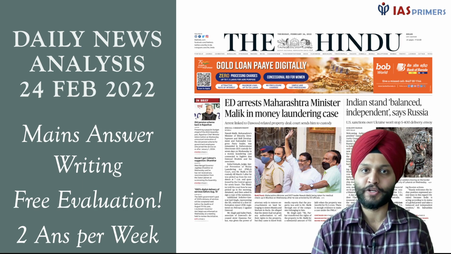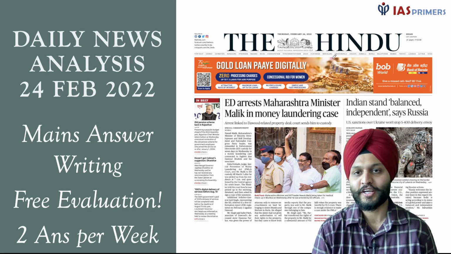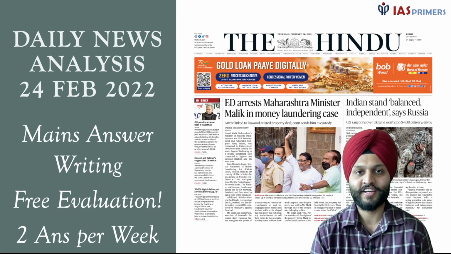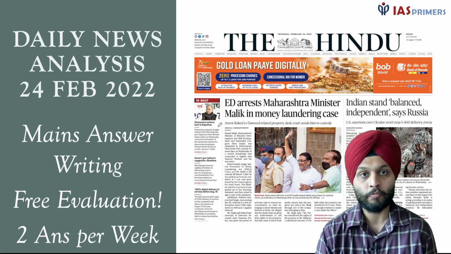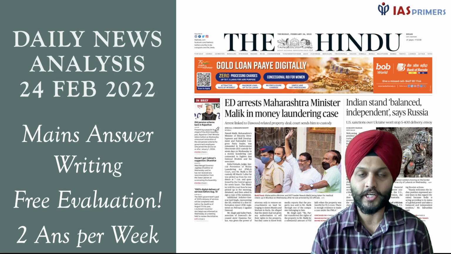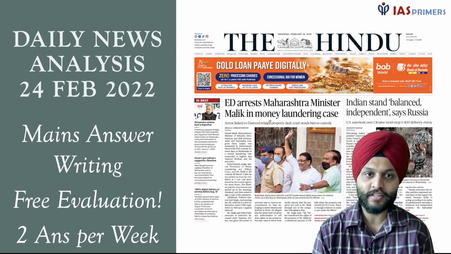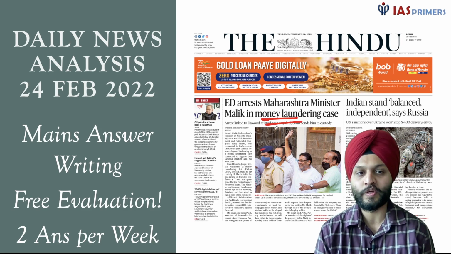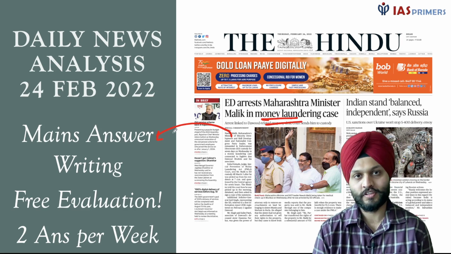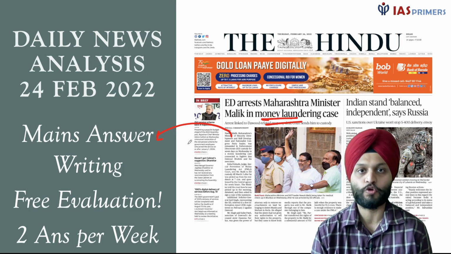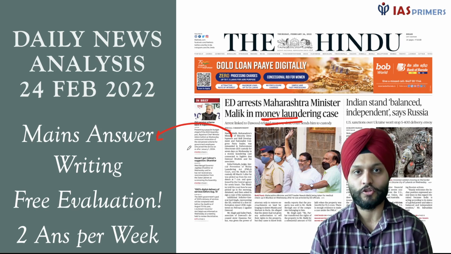So in today's daily news analysis, we are covering the Hindu newspaper's Delhi edition. And as part of our initiative, I make it a point to share questions for mains answer writing practice, and the concept is very simple. Basically, to inculcate the skill of correlating the news with the mains paper, the way in which the exam is going to ask you questions, right? That is the simple task over here.